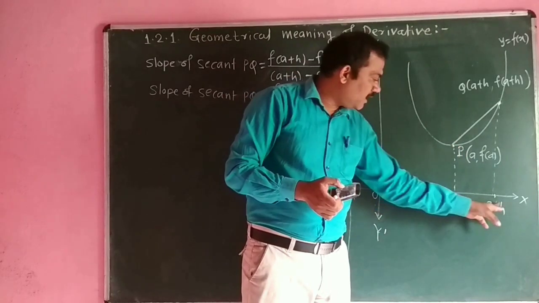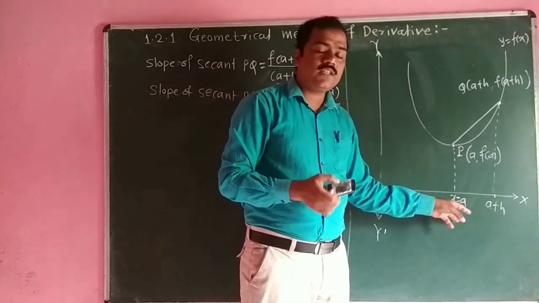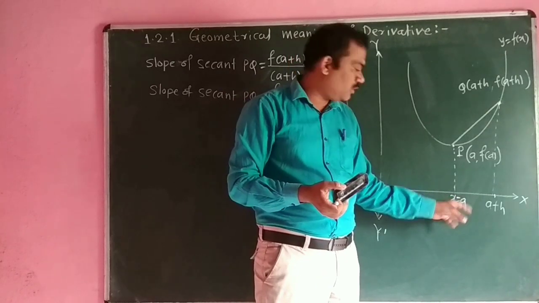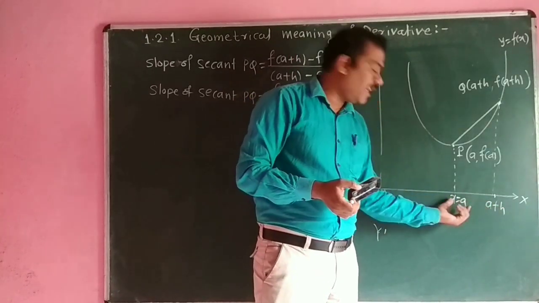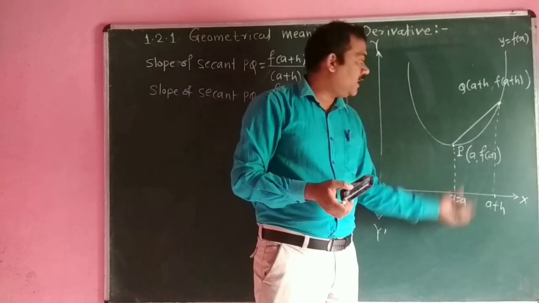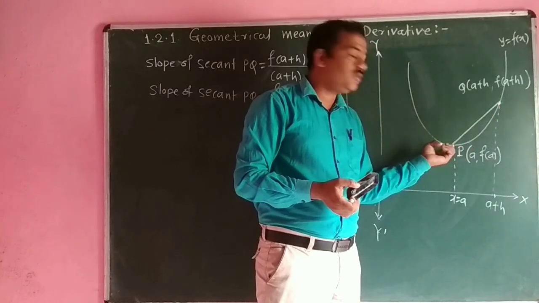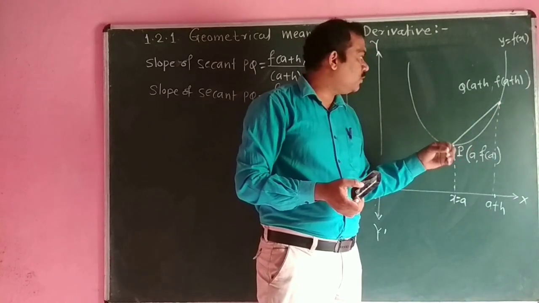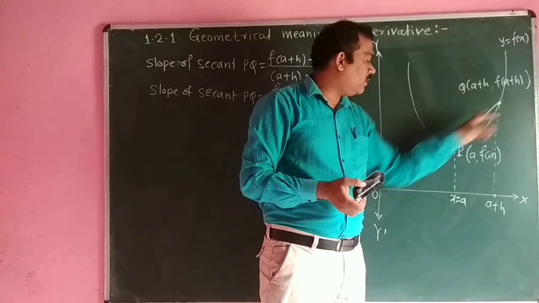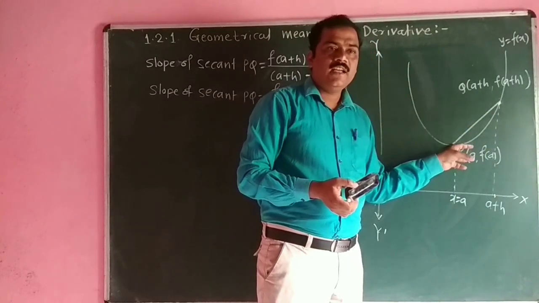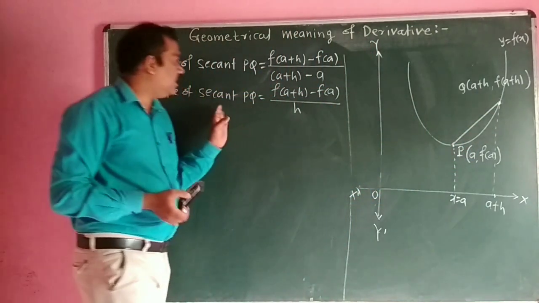That means as H tends towards zero, A plus H approaches A. At that time Q approaches P, and due to that the secant PQ is nothing but the tangent at P. So we have to apply the limit on this.